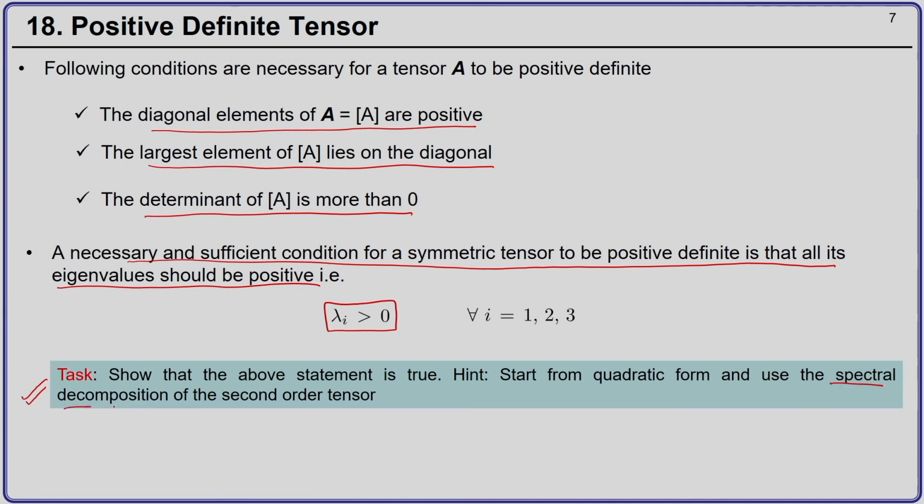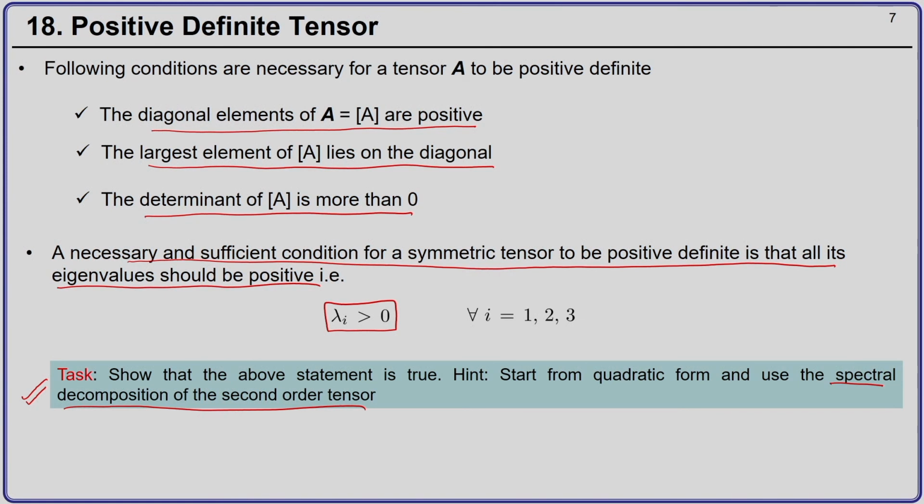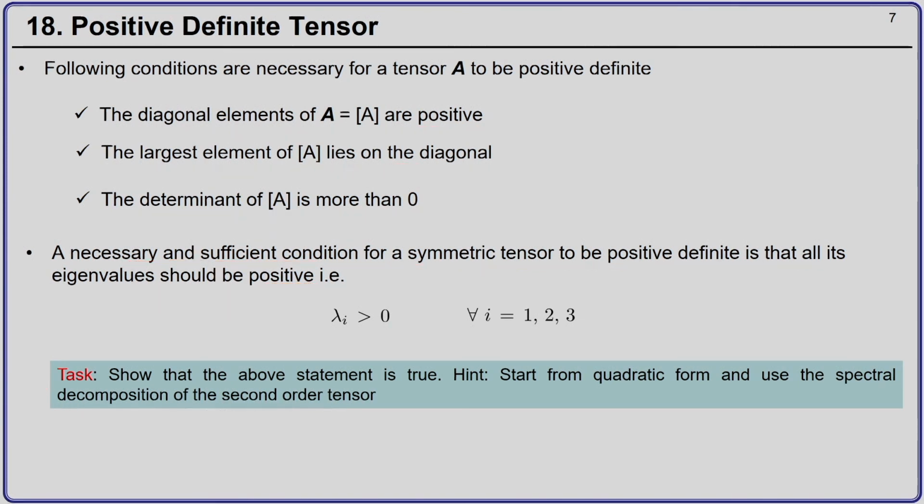So, written here, you have to start from the spectral decomposition of a second order tensor. You can also look into some linear algebra book, because a second order tensor can be written as a 3 by 3 matrix. So, it also implies that for a symmetric matrix its eigenvalues are always greater than 0. Okay. So, in a linear algebra book you can find this proof. The same proof applies for a symmetric second order tensor.